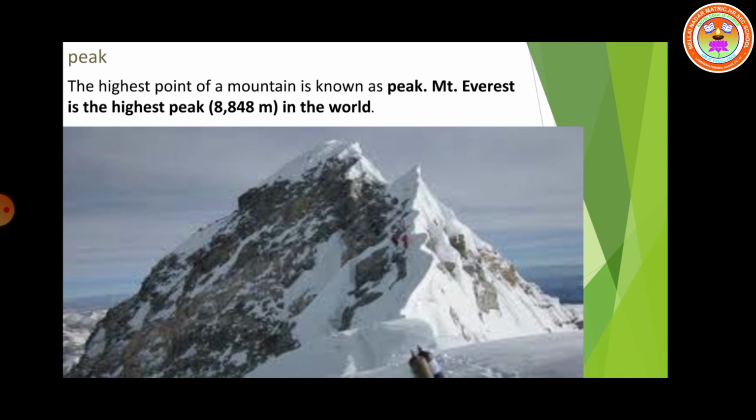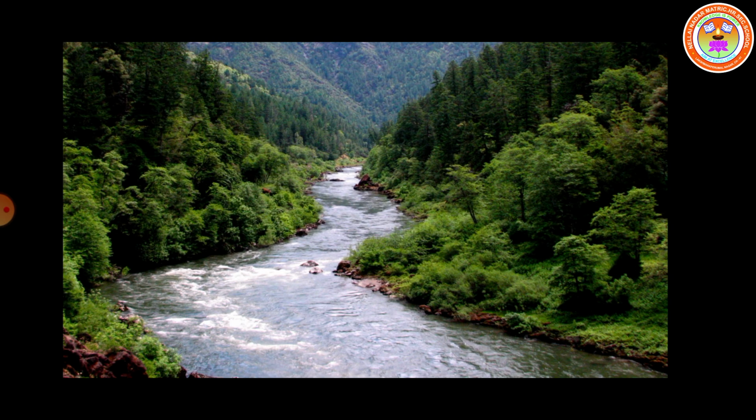Mount Everest is the highest peak. Next, we have mountains are the sources of rivers. Mountains are the sources of rivers because river water comes from the mountains. The rivers originate from the Himalayas and bring water to the fertile land.